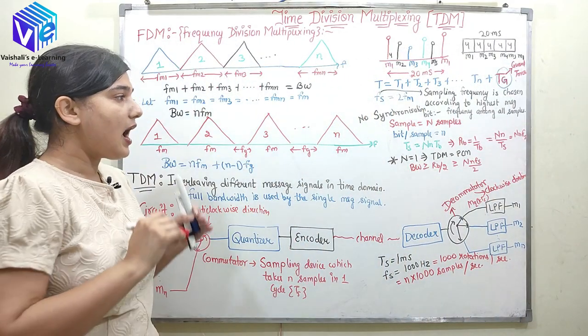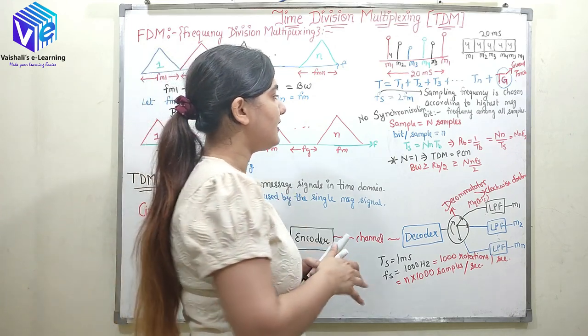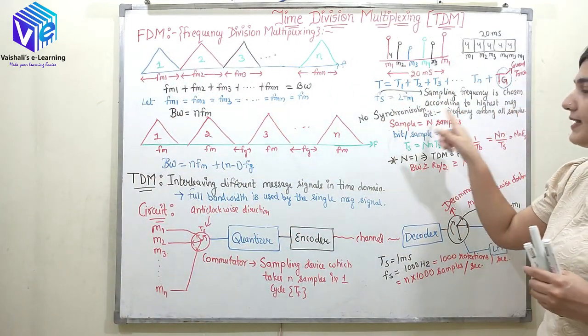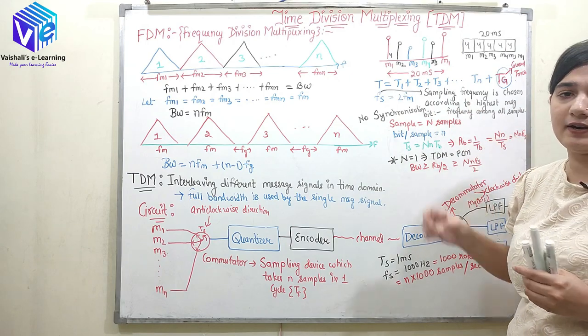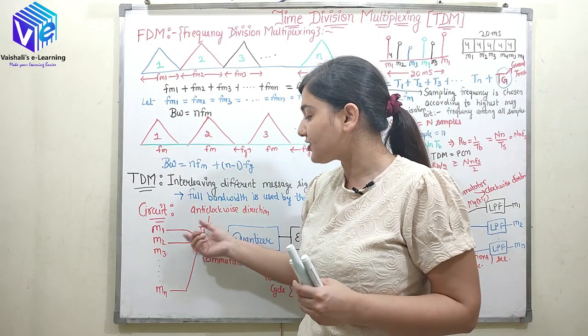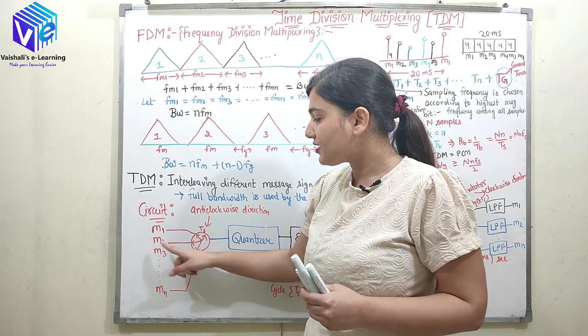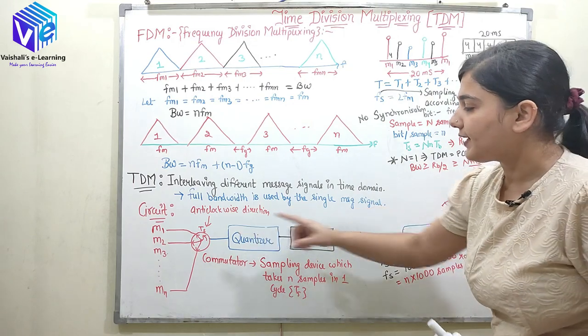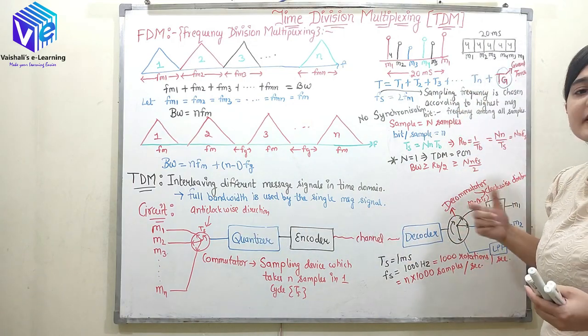Here I have not considered any synchronization bit. So I don't have any synchronization bit here. What is a synchronization bit? A synchronization bit is an extra additional bit which is added after the nth bit, so that the commutator and decommutator are synchronized.